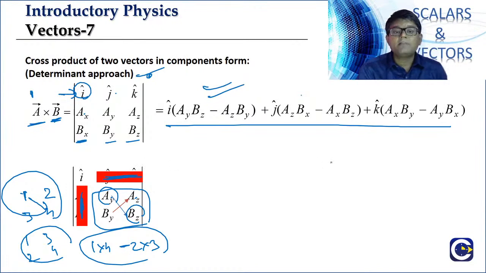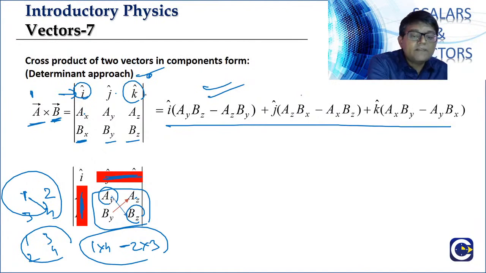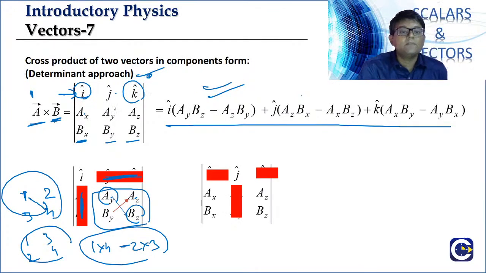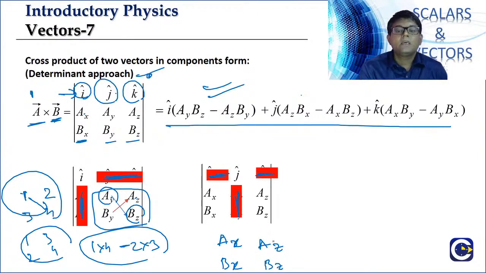The factor for I cap and factor for K cap will come in a similar manner, but the only difference will be the factor for J cap. Look at this. When we are going for the J cap factor, this is the row which has J cap. Remove the elements of the row, and the elements in that column. Now look at this, what we have: AX, BX, AZ, BZ. Here the difference is, the factor will be 2 into 3 minus 1 into 4.